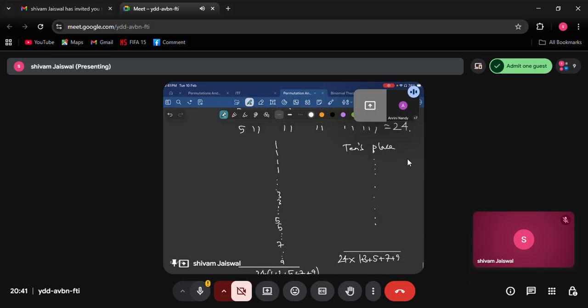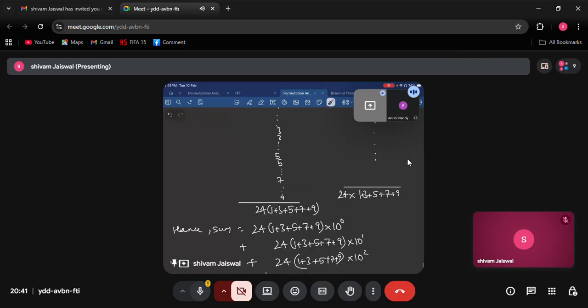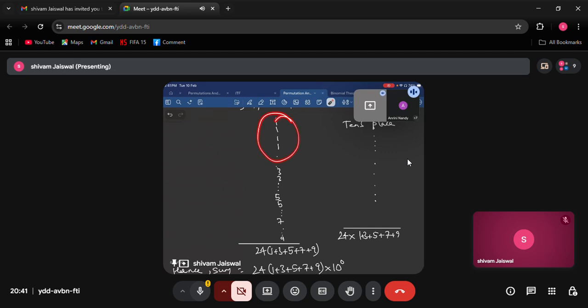That part. See, once you are adding, 1 is there how many times? 24 times. 3 is there how many times? 24 times. 5 is there how many times? 24 times. 7 is there how many times? 24 times. 9 is there 24 times. Is it clear?